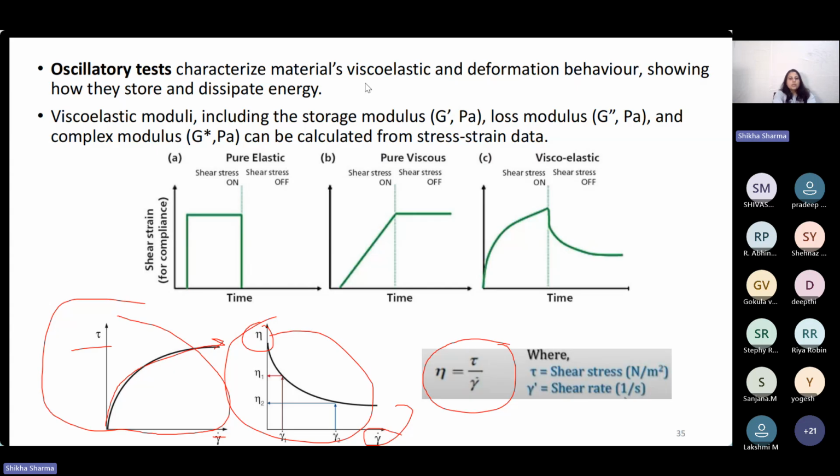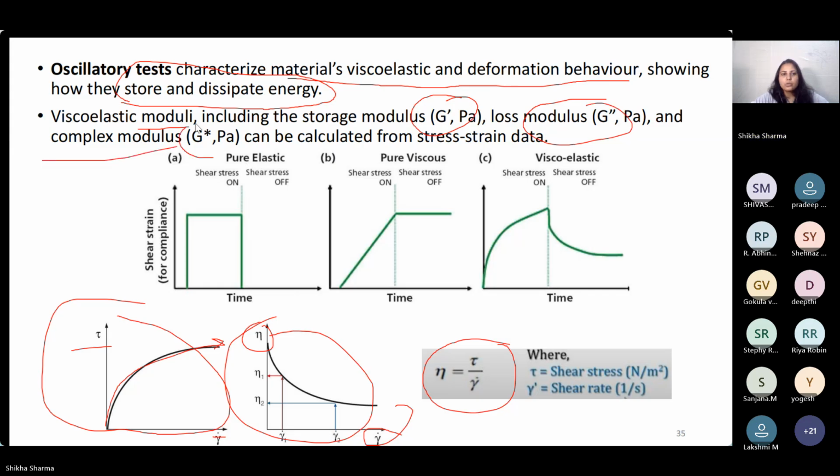The oscillatory test characterizes the material's viscoelastic and deformation behavior. It shows how they store energy and dissipate the energy. So it has different viscoelastic moduli: the storage modulus G prime, the loss modulus G double prime, and the complex modulus G star. So this is in the oscillatory property.